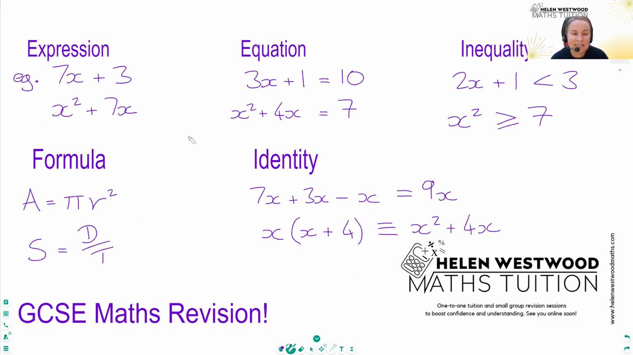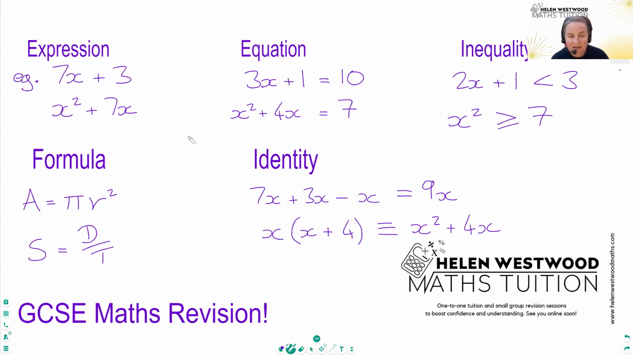With our inequality, these stand out because you can see your greater than or less than signs. The formulas there, we've got our formula for the area of a circle, A equals pi r squared, and s equals d over t is our compound measure, speed equals distance over time.